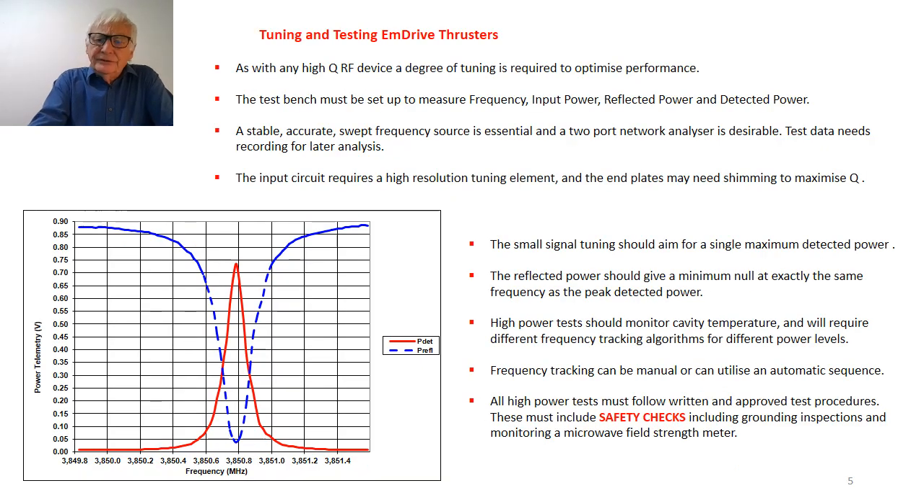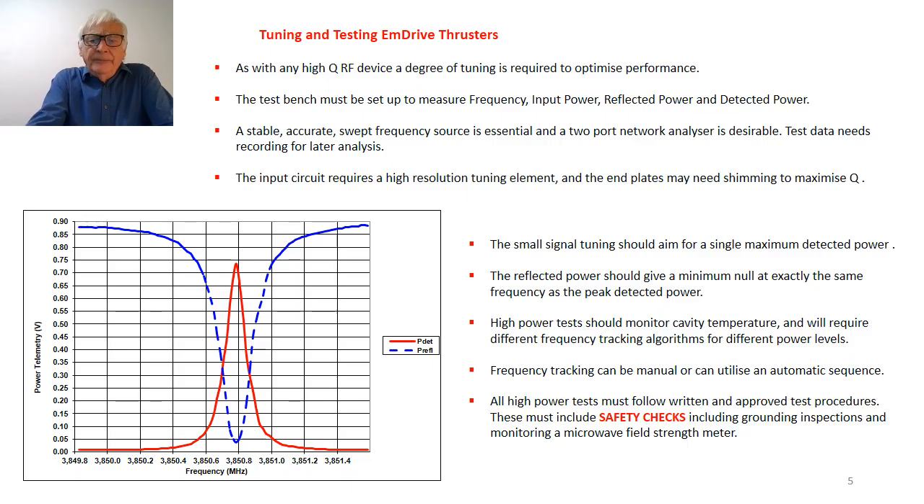So once you've designed your cavity and manufactured it, the first thing you now need to do is to tune it and electrically test it. As with any high-Q RF device, you do need to tune the cavity principally so you match the input circuit impedance with the wave impedance of the cavity itself.